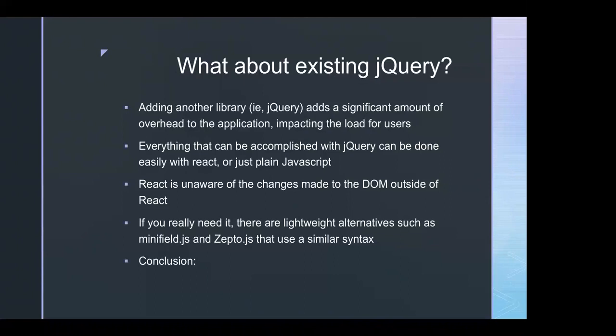And React is unaware of the changes made to the DOM outside of React because of this virtual DOM concept. So if you have jQuery elements changing things that React is also looking at, React won't understand what's going on, and you have an error in communication. It can cause a lot of debugging errors where it's very, very hard to find.